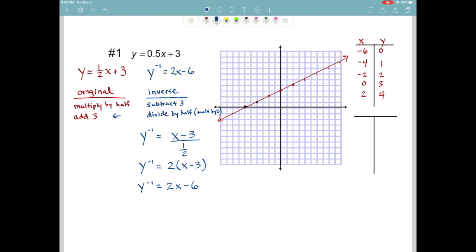Now let's go ahead and graph our inverse function. Our y-intercept is at -6, and our slope is +2. So we're going to rise 2 and run 1. Now I'm going to graph this one. There, and you'll see we get our line.